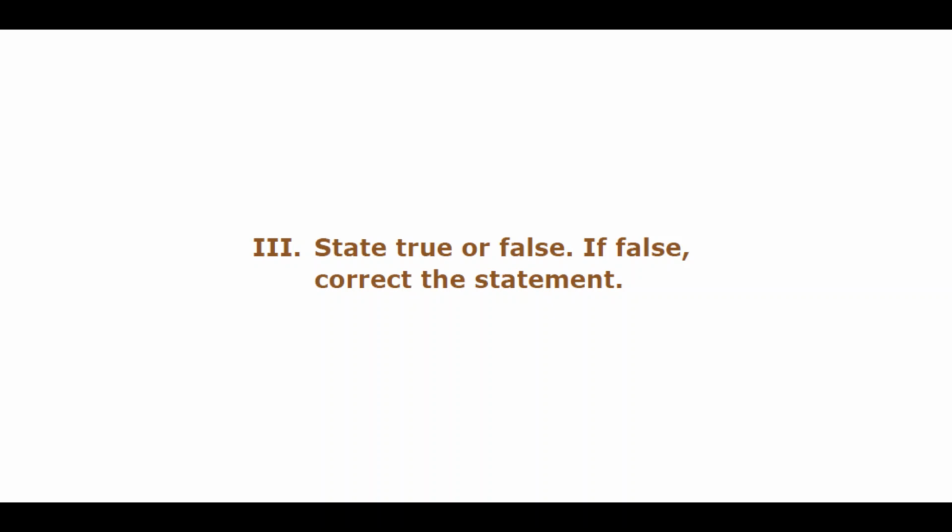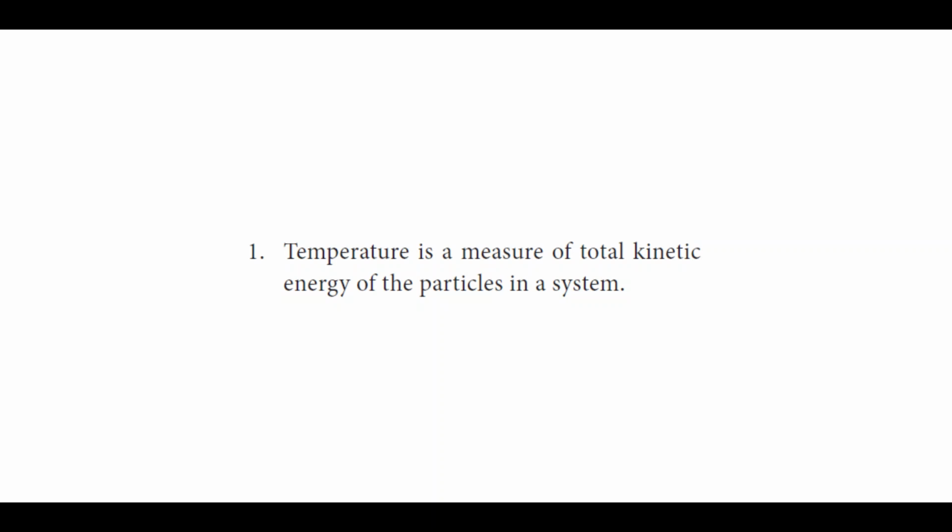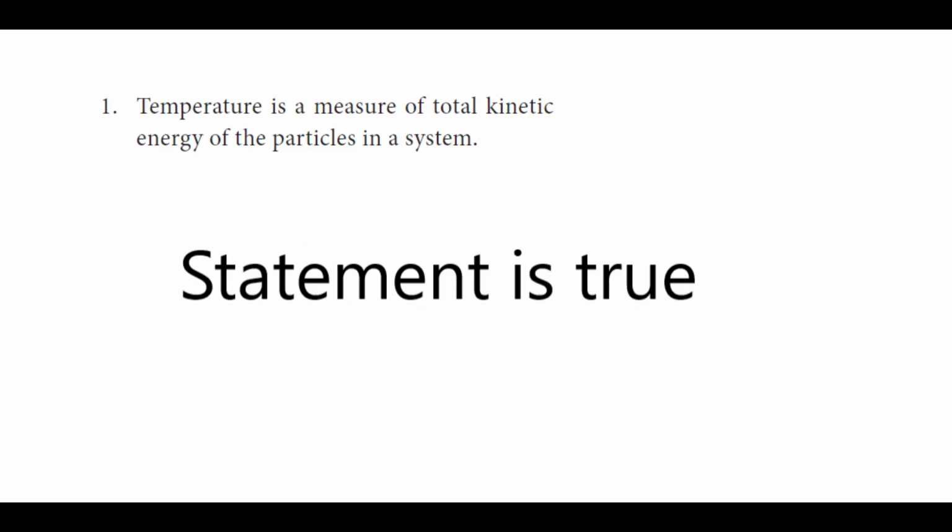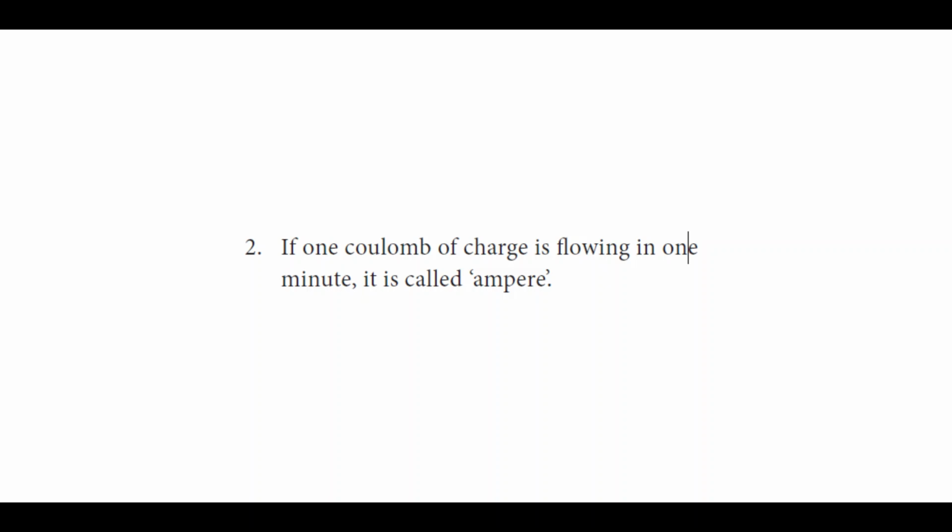The third portion. The question heading is state true or false. If false, correct the statement. So there will be statements in this section. We have to find whether it is true or false. If false, then we have to correct that statement. That will be the portion. The first one. The temperature is a measure of total kinetic energy of the particles in a system. The statement is true. So there is no need to correct the statement.